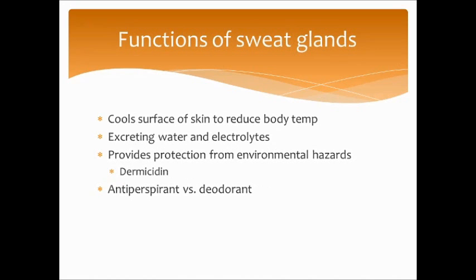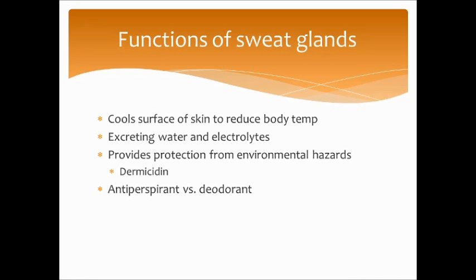Sweat glands help to cool the surfaces of the skin to reduce body temperature. When you have that eccrine sweat lying on your skin in the form of droplets, when air blows across it, it helps to cool your body. It also helps to excrete water and electrolytes or any waste products from the skin. It helps to provide protection from environmental hazards. It has germicidin, which has antibacterial properties.